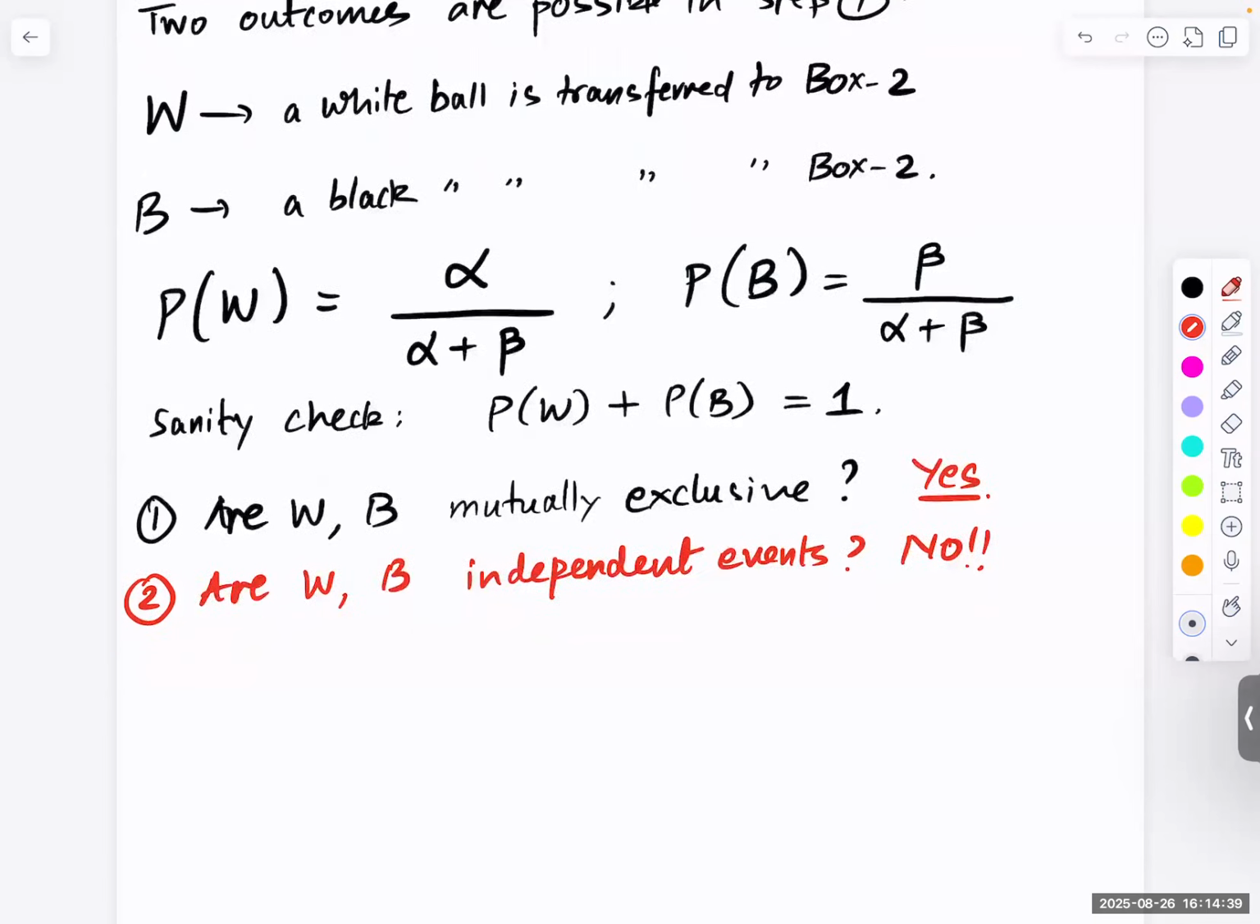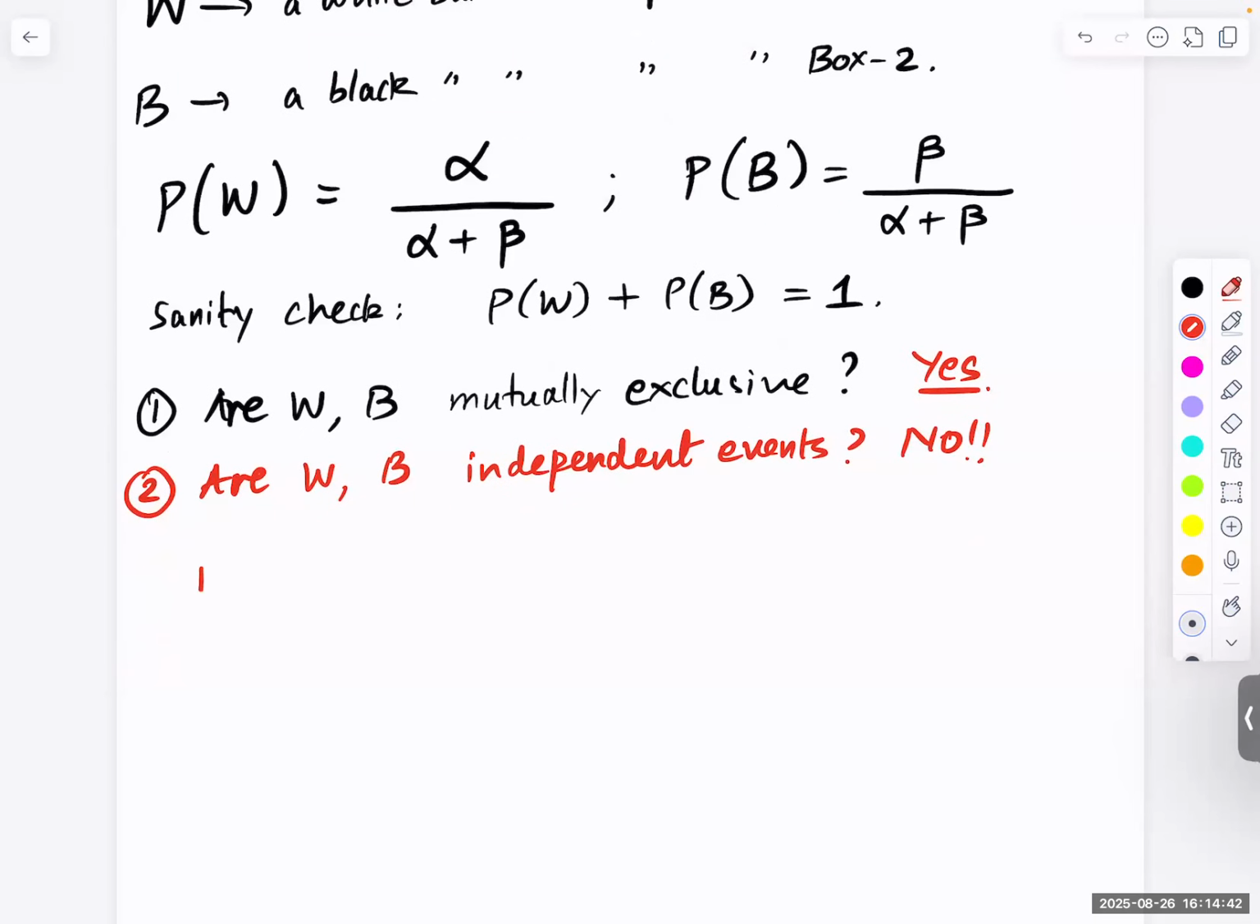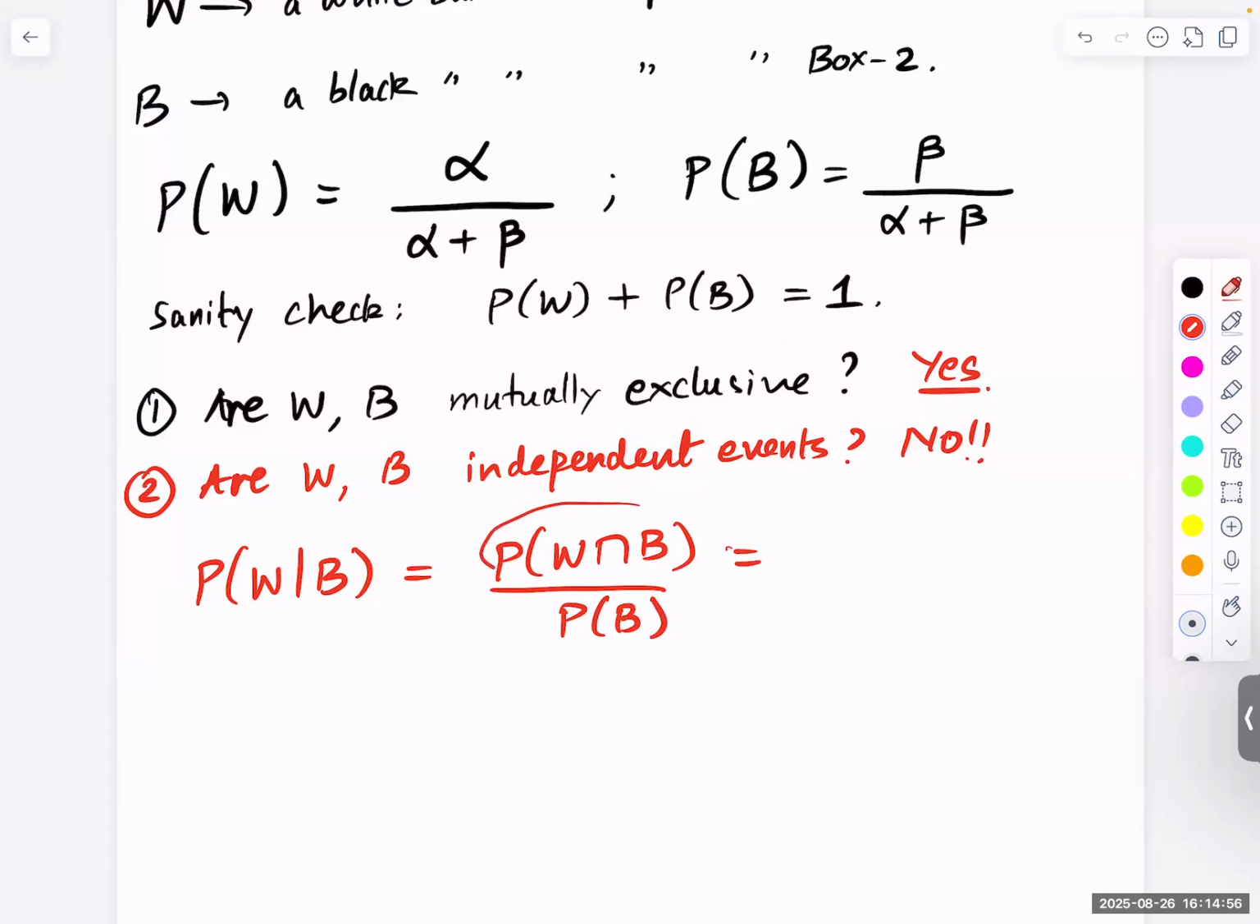Why is that? Let's look at the definition of independence. The probability of W given B is the probability of W intersection B divided by the probability of B. What is the probability of W intersection B? It's when W happens and B happens. But we know both of them cannot happen simultaneously. Either you pick a white ball or you pick a black ball. So this is 0. Is this equal to the probability of W? No. So clearly they are not independent events.